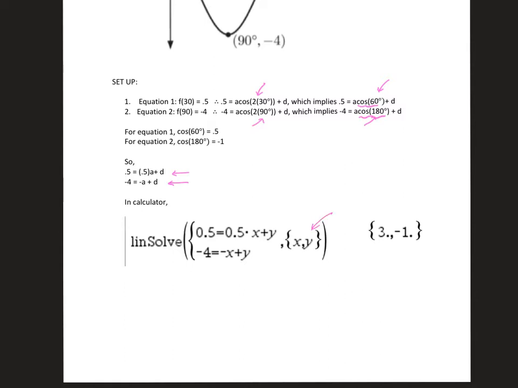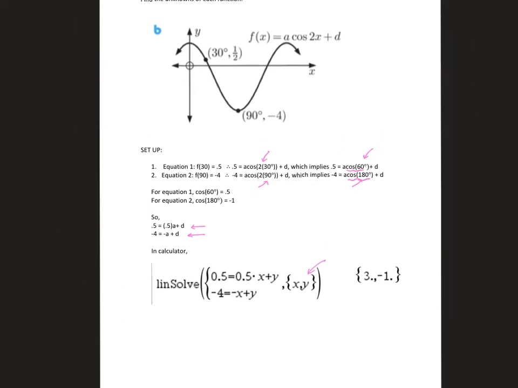And then you have the graphing calculator solve it for you, or you can solve it algebraically by hand, you can solve it graphically, whatever way that you want to solve. And then you get your missing a and d values here. So you simply plug this in to your general equation. So let's go ahead and do that now. So you've got f of x is equal to 3 cosine 2x minus 1. That's your answer.